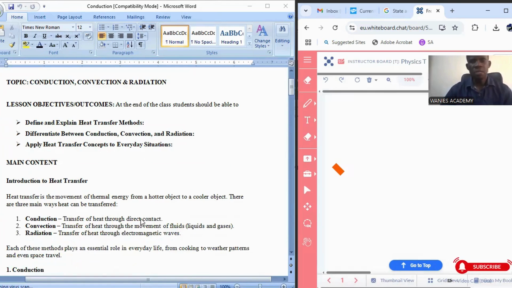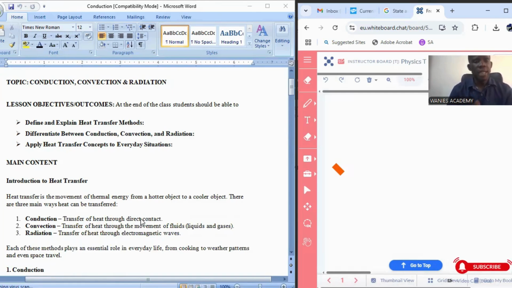Heat transfer is the movement of thermal energy, heat energy, from a hotter object to a cooler object. So it means that before heat can be transferred from one object to the other, one must be hotter than the other. If the two objects are of the same temperature, the quantum of heat in the two of them are the same, then there won't be energy transfer. So we will not talk about heat.